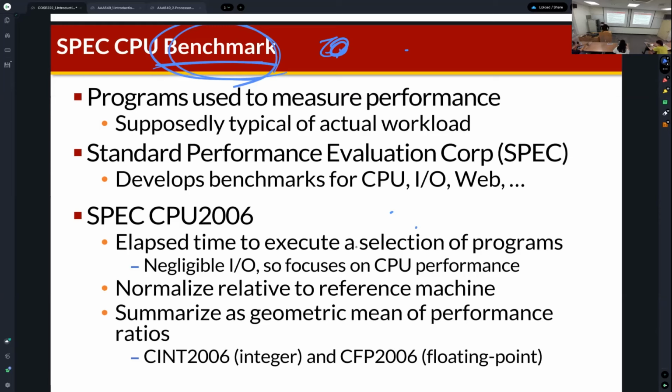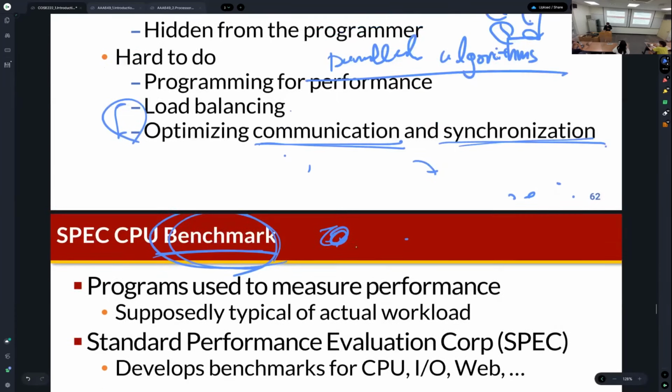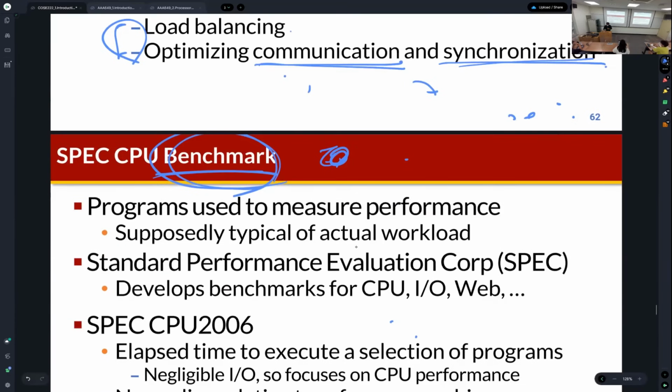Right? A system that is better with software A may be worse with other software. Yeah, that's right. So if we use different software for measuring the performance, then the performance can change, and that's true, right? Because performance is also determined by software.